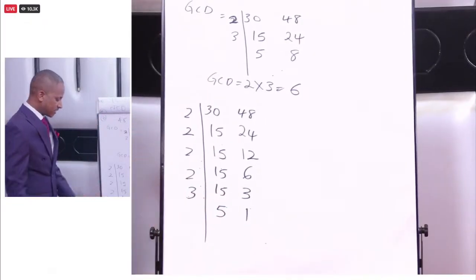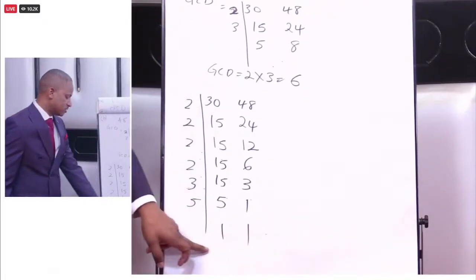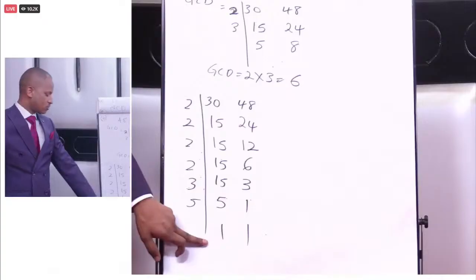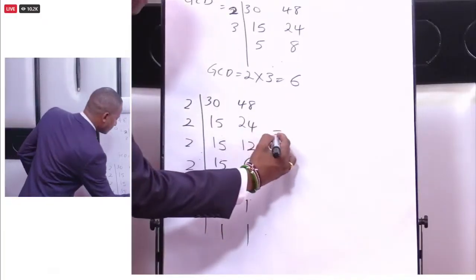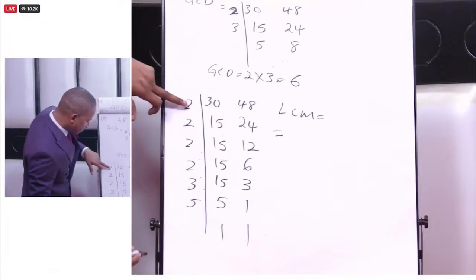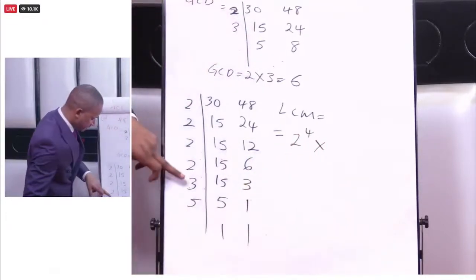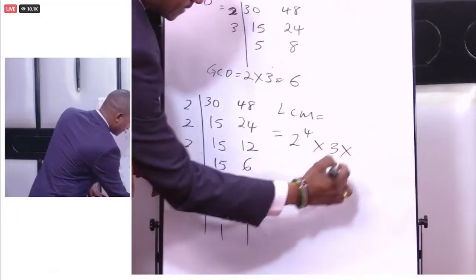Which number can we use again? 5. 5 goes into 5, 1, 1. In LCM, you ensure that this comes to 1, 1. So what is our LCM of this? LCM equals 2 raised to power 4 times 3 times 5.